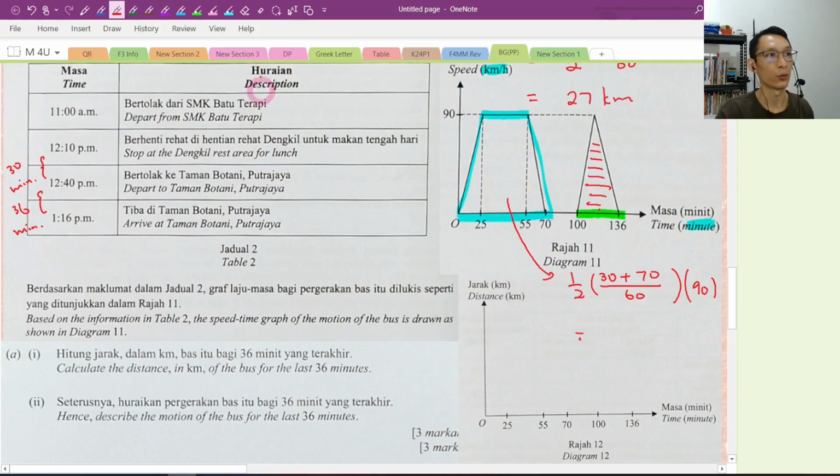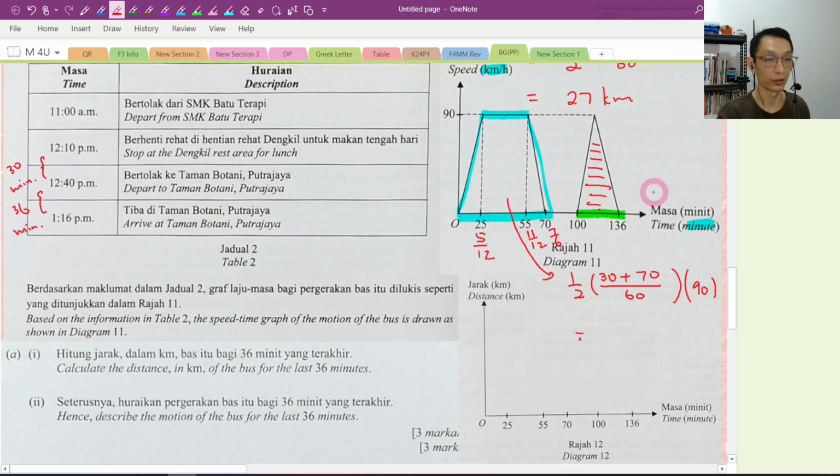Some students don't want to do it this way. They change every single thing here to hours first. You will still get the same answer. 25 divided by 60. Get 5 over 12. 55 divided by 60. 11 over 12. 70 divided by 60. You get 7 over 6.